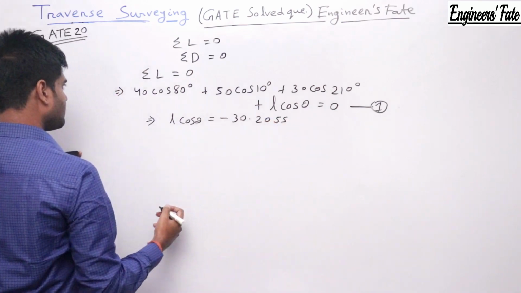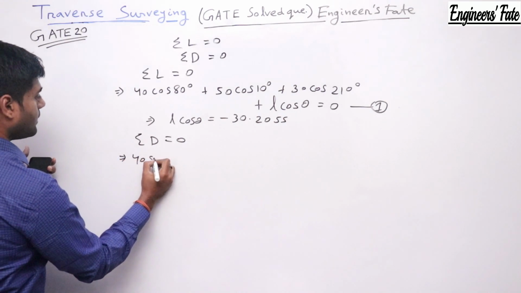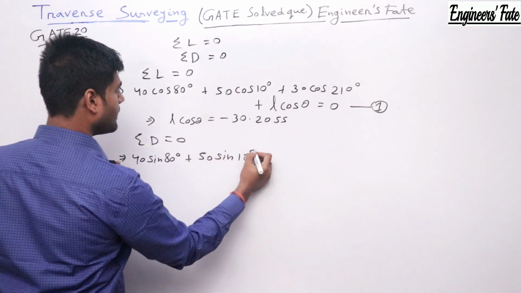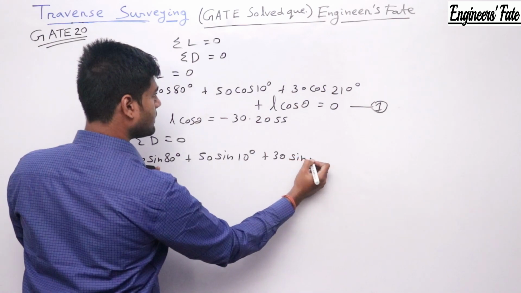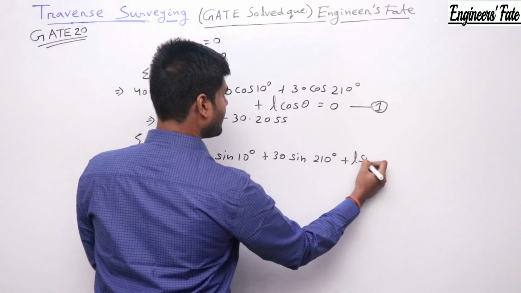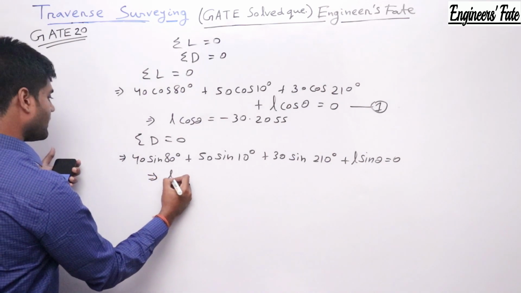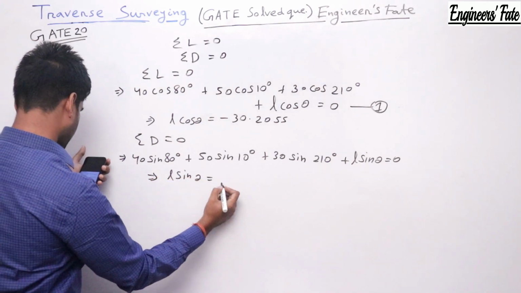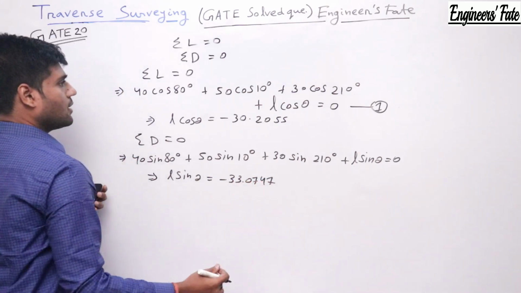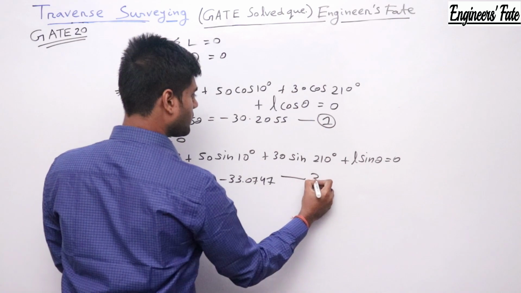30.2055. Then summation of departure equal to 0, that will be 40 sin 80 degree plus 50 sin 10 degree plus 30 sin 210 degree plus missing length L sin theta equal to 0. From this, if I simplify, I will find that L sin theta equal to minus 33.0747. So let's make the first equation as equation 1, and this equation as equation 2.